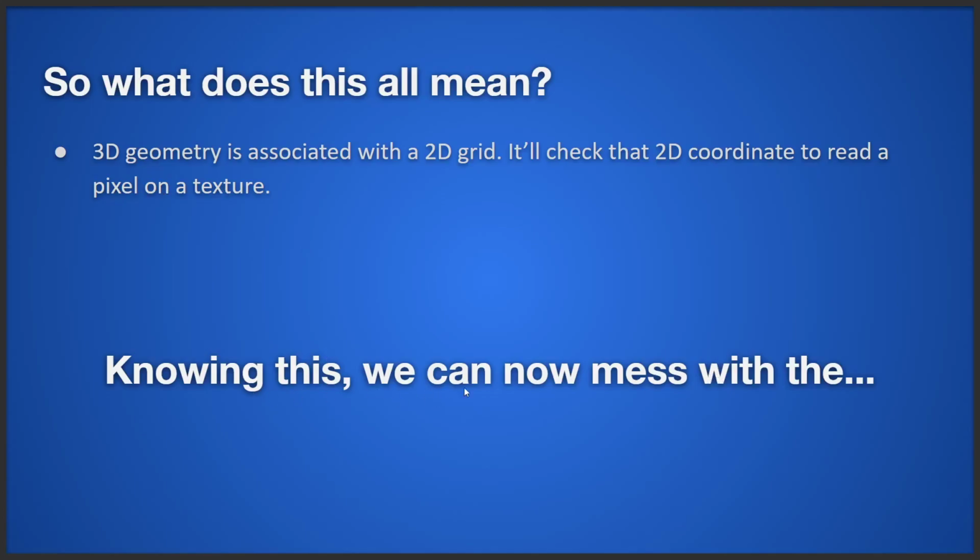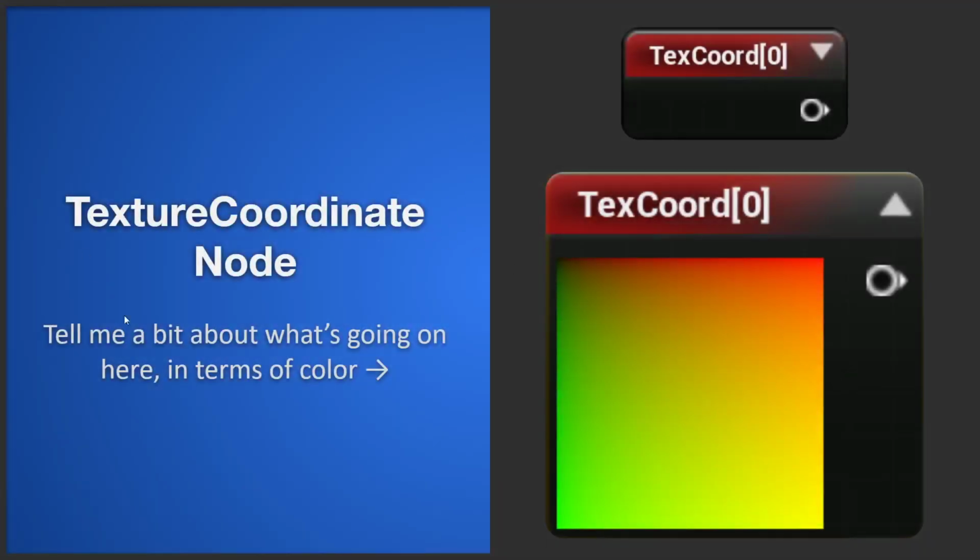Knowing this, we can now mess with the texture coordinate node. You don't have to do any of that if you don't want to. That's for the 3D modeler to do. They UV unwrap it. Your job as someone making a shader is to understand what texture coordinates do. So this texture coordinate node here, think about it for a second. What is the value of this pixel on the top right corner right here? It's completely red.